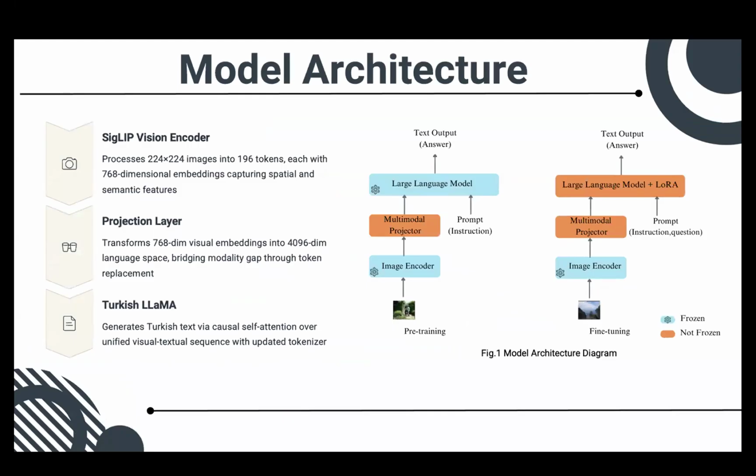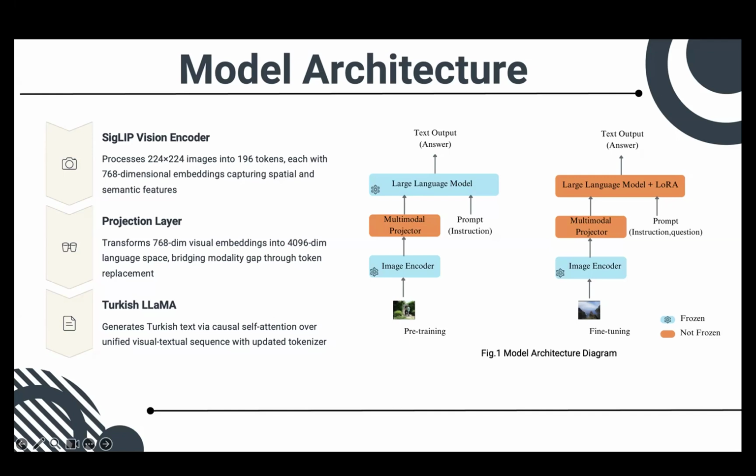Now let's examine our architecture in detail. As shown in figure 1, the system comprises three interconnected components. Starting with the SigLIP vision encoder, it processes 224 by 224 pixel images, dividing them into 196 patches. Each patch becomes a token with 768-dimensional embeddings that capture both spatial and semantic features. We chose SigLIP for its proven robustness and efficiency in multilingual contexts.